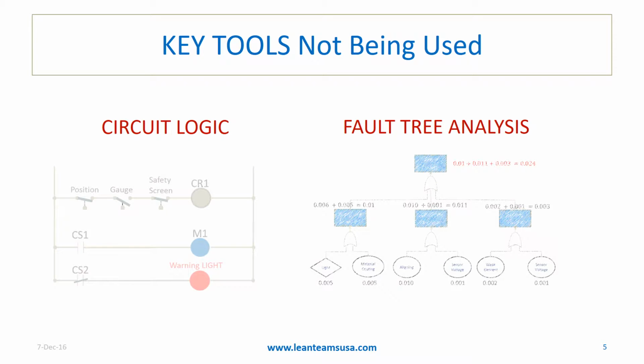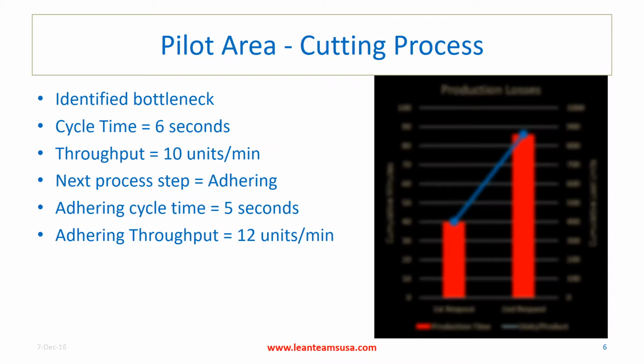As a note, 2 years ago, the maintenance team had invested in establishing two key tools: circuit logic and accompanying fault tree analysis, but they were never used. The maintenance team decided to focus their improvement resources at the process bottleneck, the cutting process. Key measures were taken: cycle time at 6 seconds and throughput was 10 units per minute.